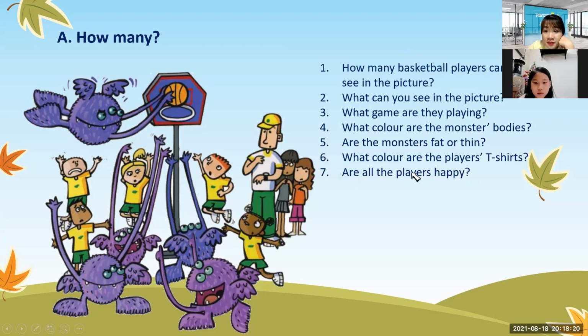Are all the players happy? We have 10 players, right? Yes or no? No. Actually, no, because we have two teams. If one team wins, there will be one team that loses the game. Only one wins.